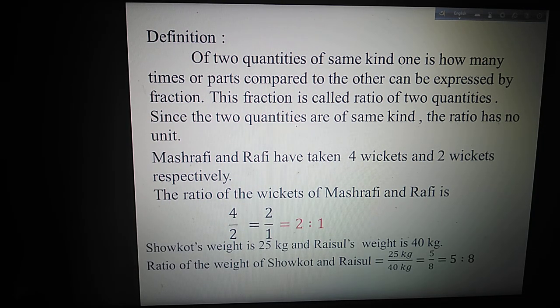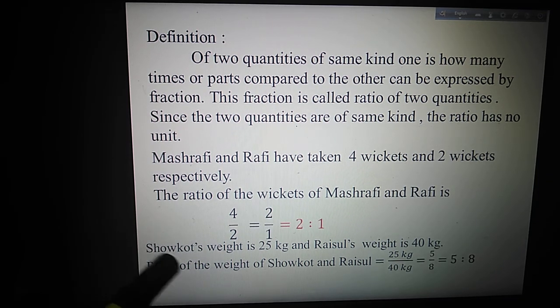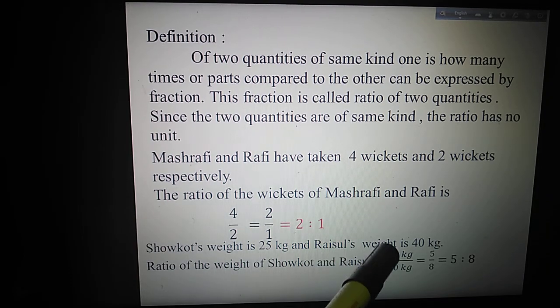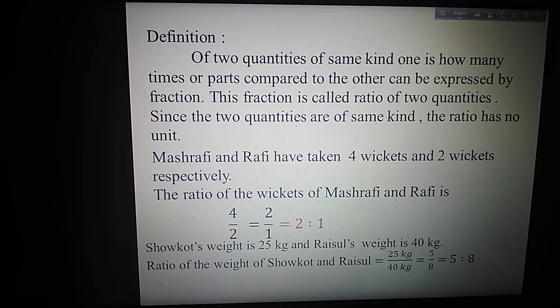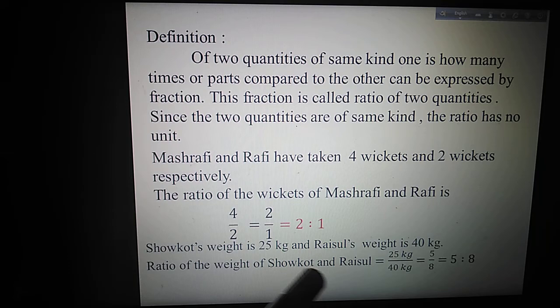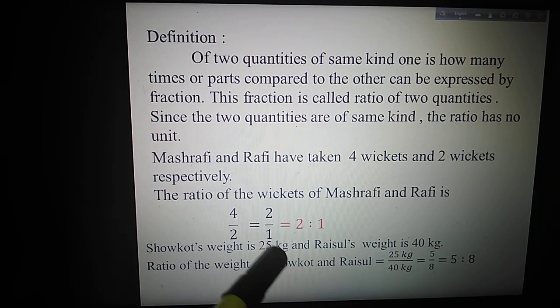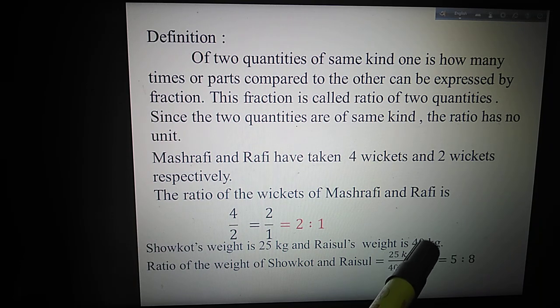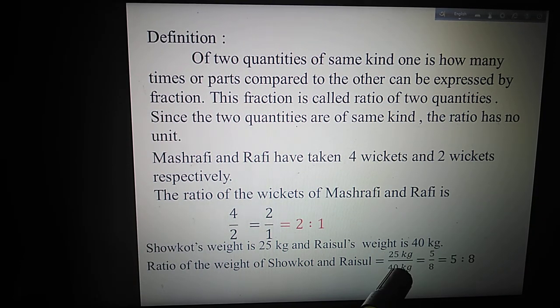Again, Shaukat's weight is 25 kg and Raisul's weight is 40 kg. We are giving another example. So the ratio of the weight of Shaukat and Raisul: weight is the same kind, and the quantities are 25 kg and 40 kg. Shaukat's weight is 25 kg and Raisul's weight is 40 kg.